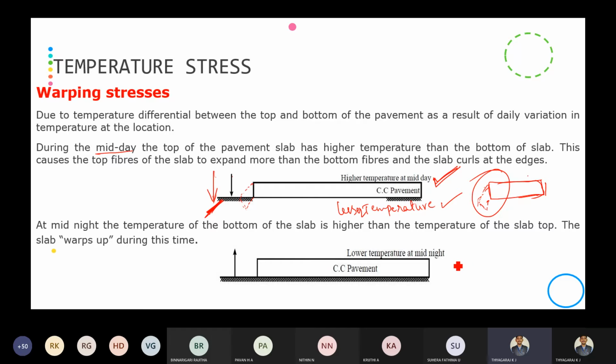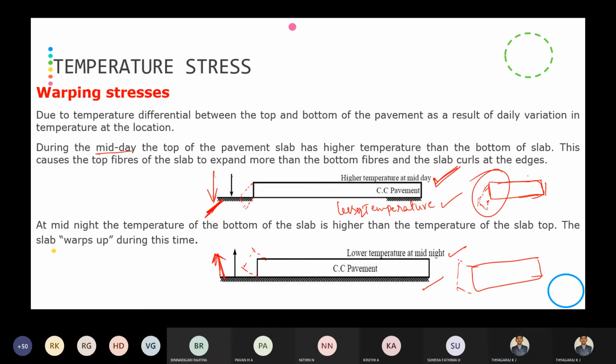That is, during night time, there is lower temperature at the top and higher temperature at the bottom, and the slab will lift. Okay, like this, the slab is going to lift from the original position. So the curling up will be there. The slab will bend in the upward direction.